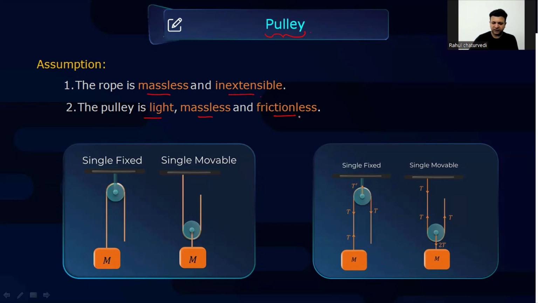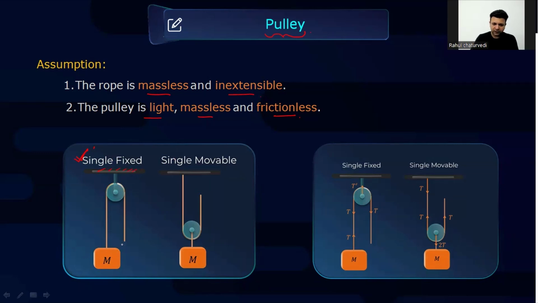In that case, a rope is massless and inextensible, and the pulley is light, massless, and frictionless. That means we will not consider the mass of the rope. We will not consider the friction between rope and the pulley. So we have different cases like single fixed pulley. So here, the pulley is actually fixed.